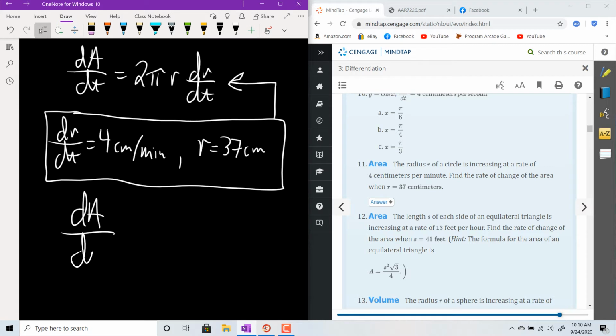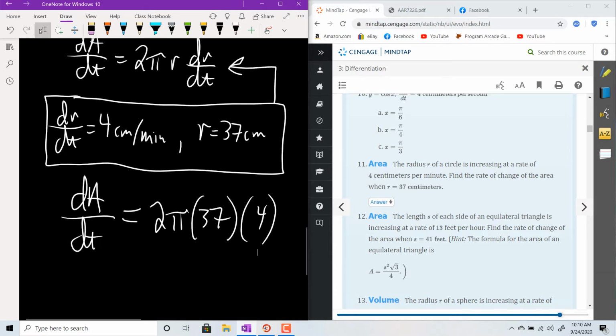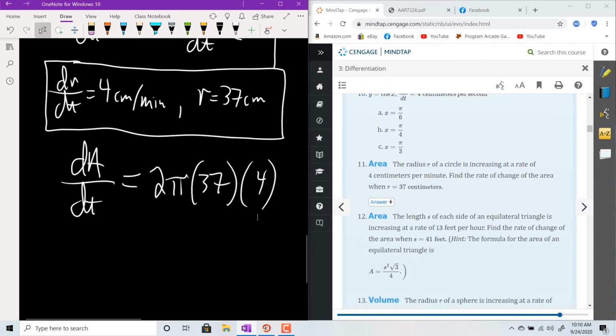dA over dt is equal to 2 pi times r, which is 37, times dr with respect to dt, that's 4. Okay, and then I probably need a calculator to figure that out.